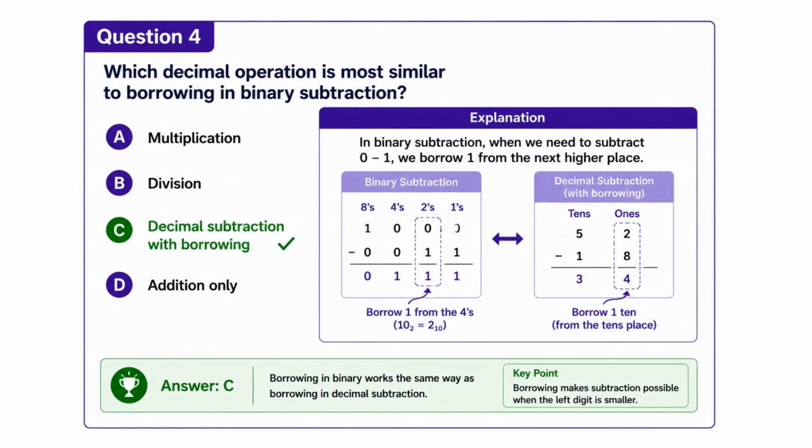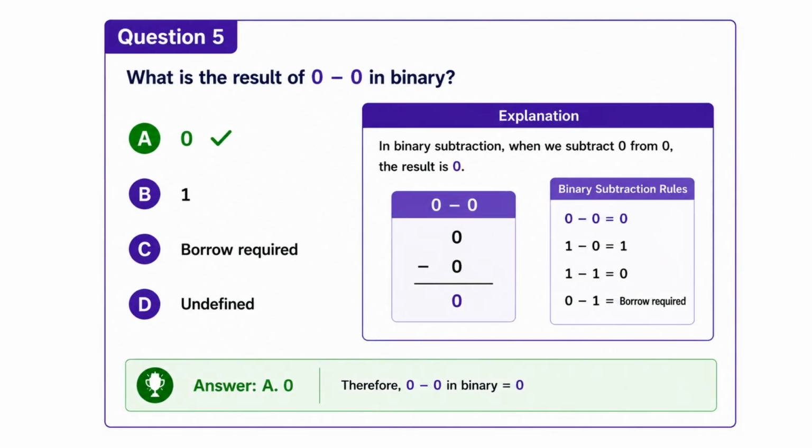Let's compare this with decimal subtraction. In binary subtraction, when we subtract 0 minus 1, we must borrow from the next higher bit. This works exactly like decimal subtraction with borrowing. The borrowing process is the same. Only the number system is different. So the correct answer is C. Decimal subtraction with borrowing.